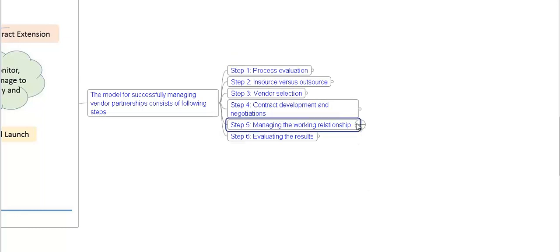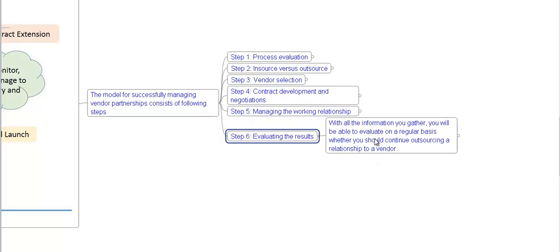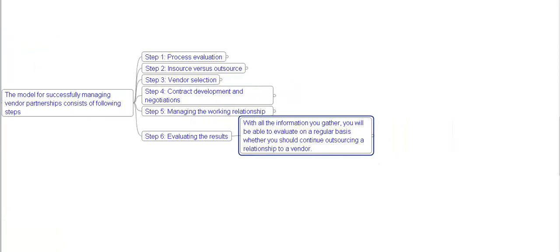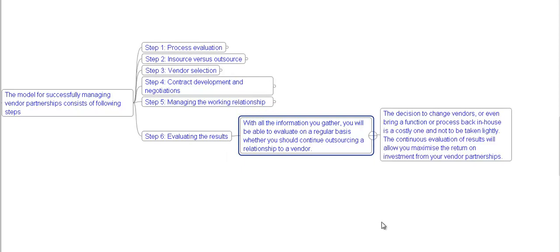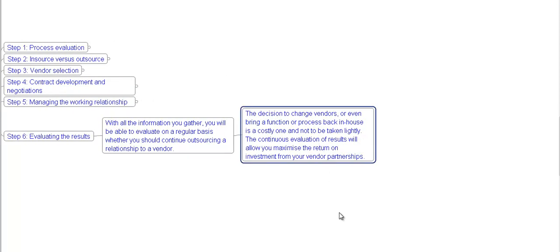Now evaluating the result. Okay, step 6, evaluating the result. With all the information you gather, you will be able to evaluate on a regular basis whether you should continue outsourcing a relationship to a vendor. The decision to change vendor or even bring a function or process back in-house is costly and not to be taken lightly. The continuous evaluation of result will allow you to maximize the return on investment from your vendor partnerships.